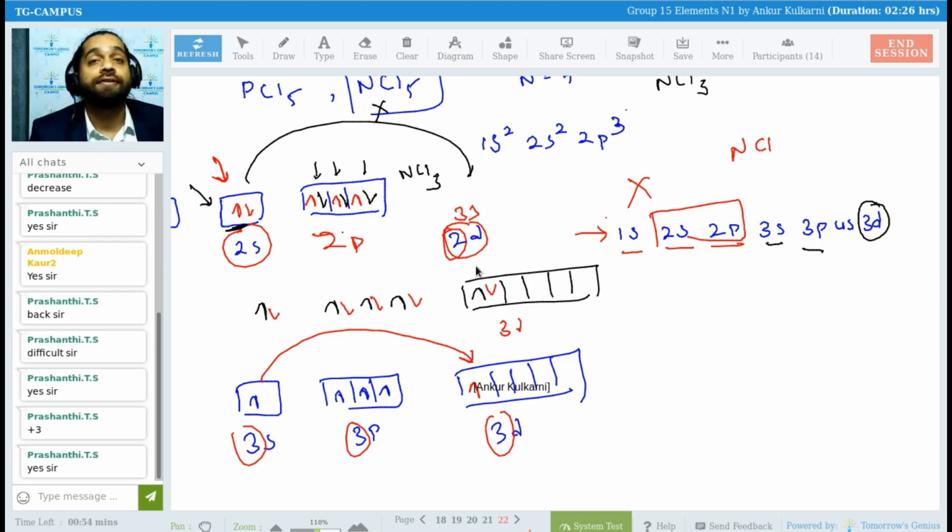Now I have 5 half-filled orbitals. Now I can put electrons over there and I can form bonds. So I can form 5 bonds, hence 1 chlorine, 2 chlorine, 3 chlorine, 4 chlorine, 5 chlorine. Is it clear? It goes to everyone.